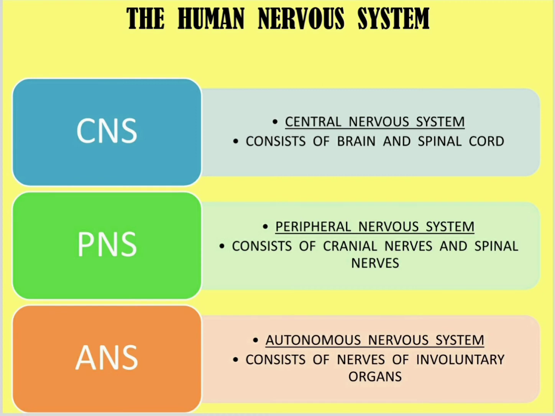And lastly, you have the ANS, which is the autonomous nervous system. This consists of all the nerves of your involuntary organs. Involuntary organs means the organs on which you do not have any control, like your heart, your stomach, your liver. You don't have any control over these organs. So the nerves which are present on these organs are called the autonomous nervous system.